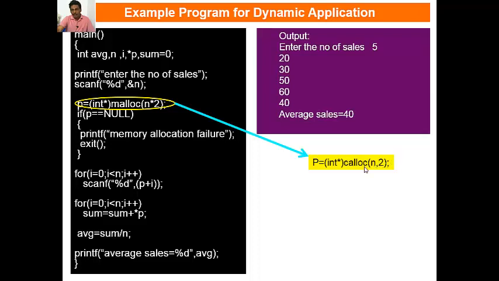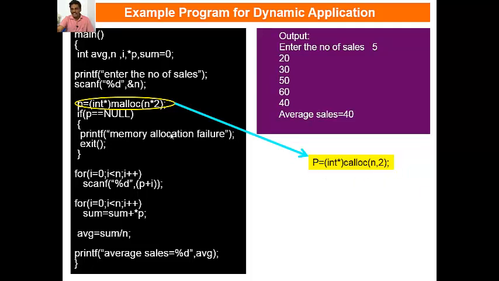Here we pass two arguments. This is the number of locations, then if it is integer, we put 2; for float, 4. With malloc we pass only one value, n star 2, and it yields only one value. Here we pass two values. So why do we pass two values?